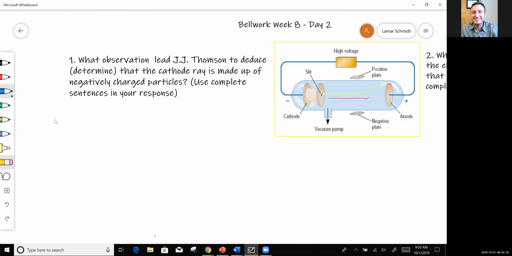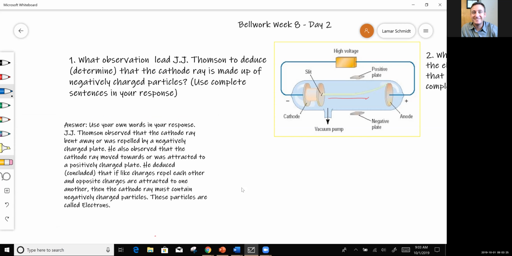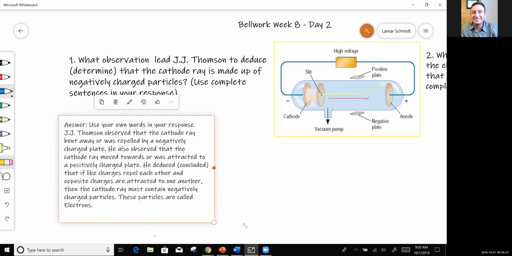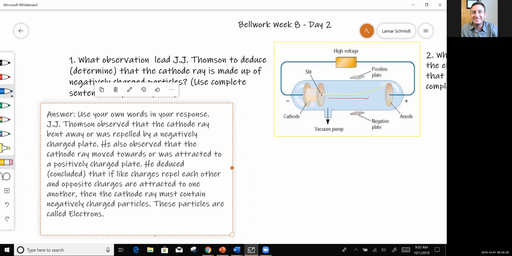So here is an example answer. Hopefully I can get that in there. And yeah, there it is. And I'll make this a little bit larger so you can see that. So use your own words in your response.